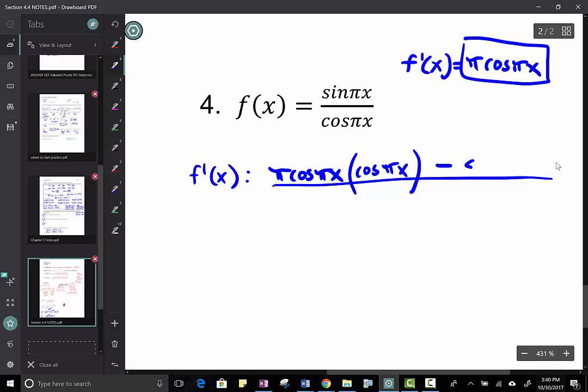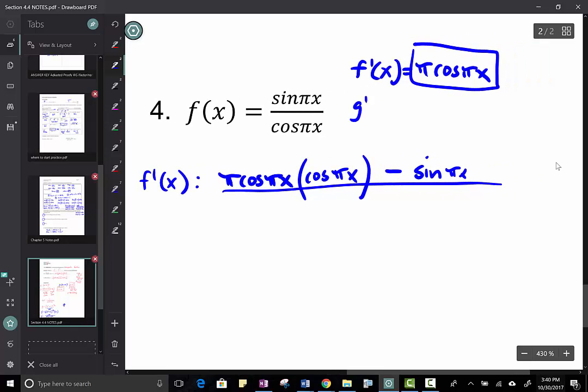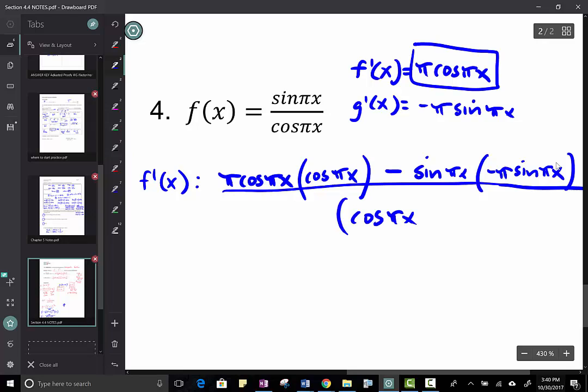Minus the regular first times the derivative of the second. So the derivative of, I'm going to do that up at the top, derivative of cosine pi x would be negative pi sine pi x, using the chain rule. Okay? So we've got derivative of the first times the second minus the regular first now times the derivative of the second. And all of that is over the bottom squared. So let's say cosine pi x to the second power.